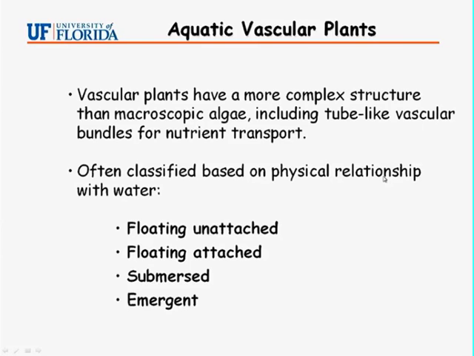They have tube-like vascular bundles for nutrient transport. And they can exist in different habitats such that they can be attached and have floating structures. They can be attached at the bottom and have portions of them, photosynthetic portions or flowering portions, floating. They can be submerged. They can be emergent, where they have parts of them that are actually coming above the water. And let's take a look at some of those.